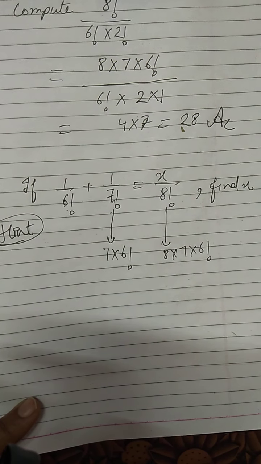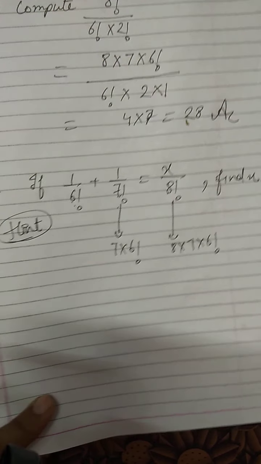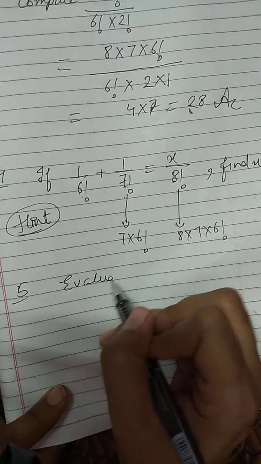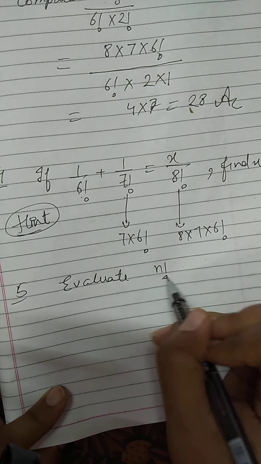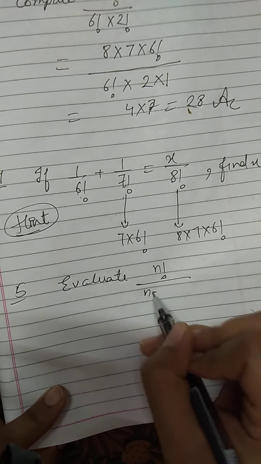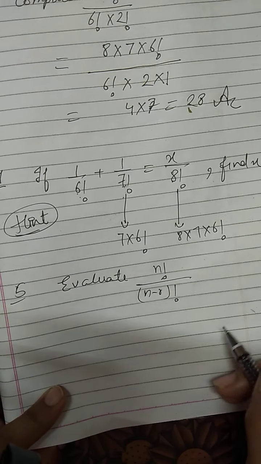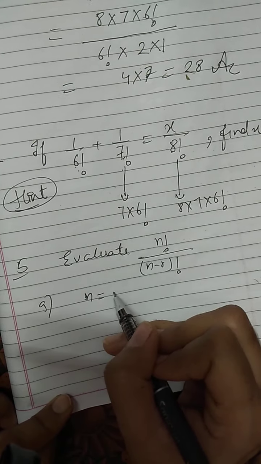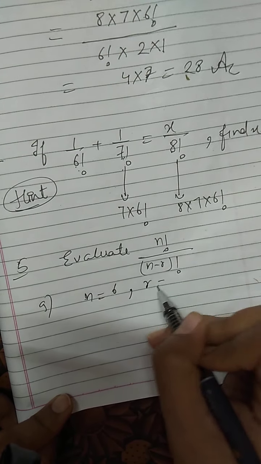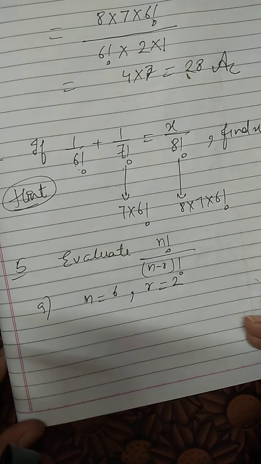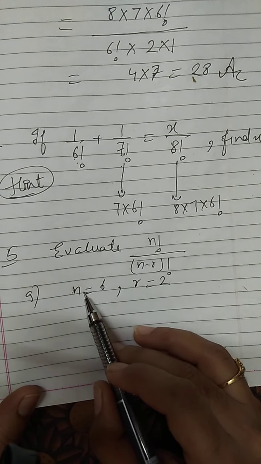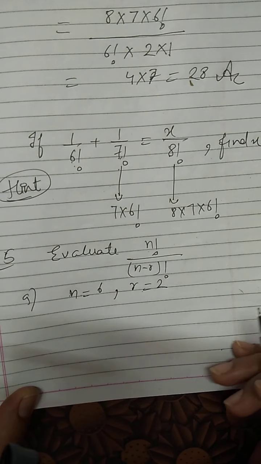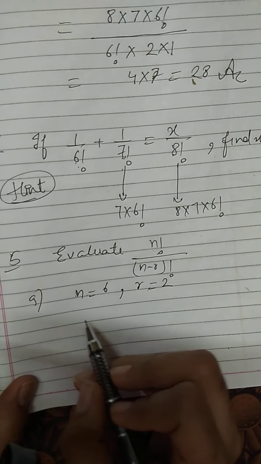Sum number 5 also, one formula is given to us, and what is that formula? We have to evaluate n factorial divided by n minus r factorial, where the values of n and r are given to us. N is here 6 and r is 2. This is the first part. So we will just substitute the values of n and r in our formula, and after substitution we will get the answer.